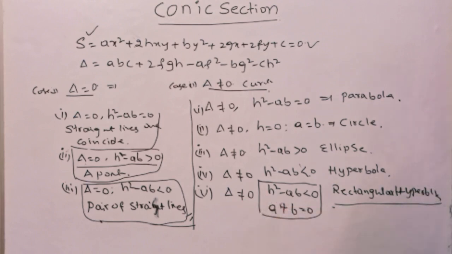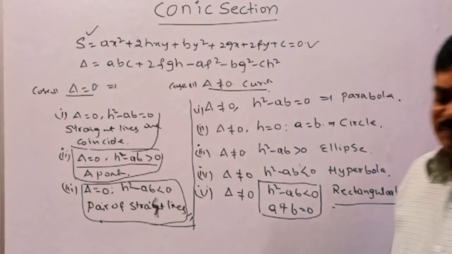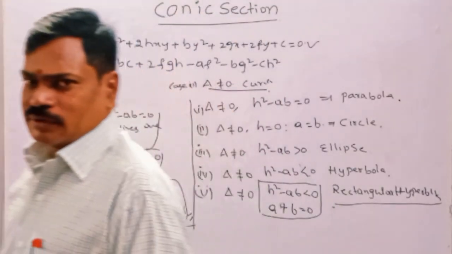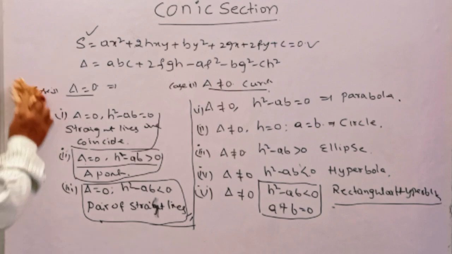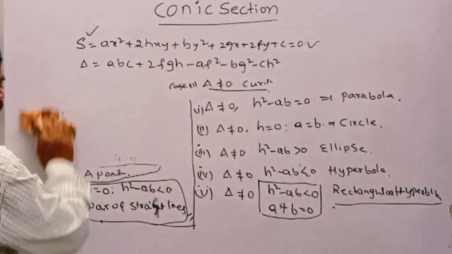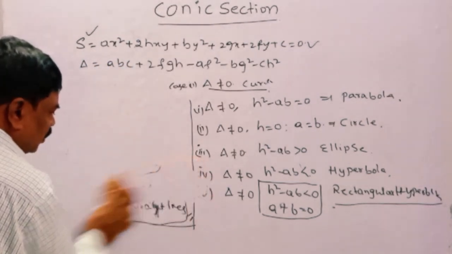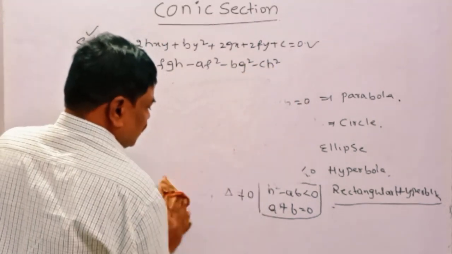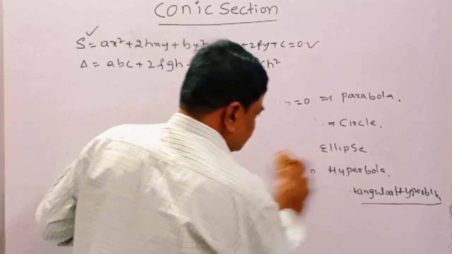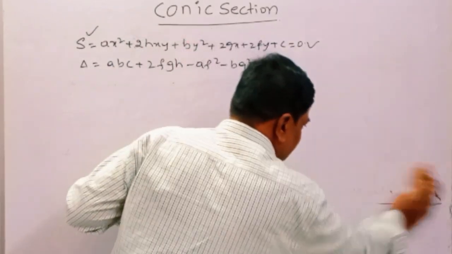Delta not equal to 0, h square minus ab less than 0, a plus b is equal to 0, it represents a rectangular hyperbola. This information is very important in the study of the conic section. So one more piece of information, that is the center of the conic section. How to find the center of the conic section? Center of the conic section. This is one more important one.